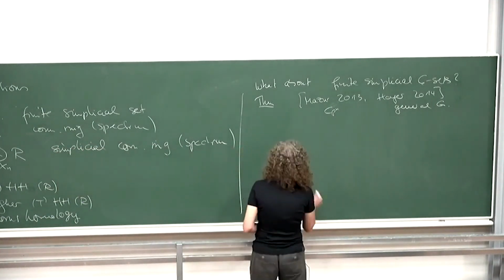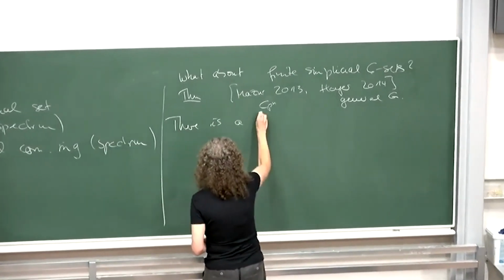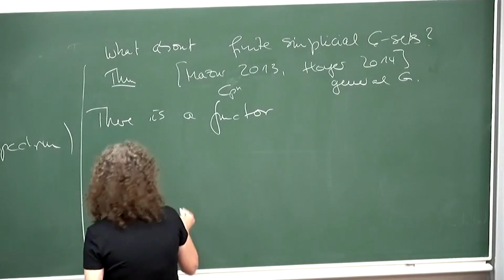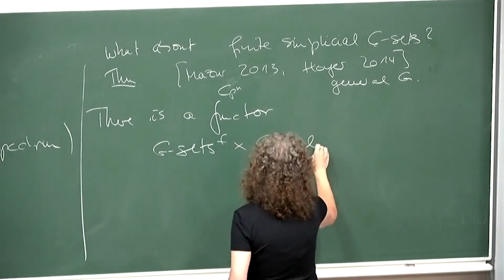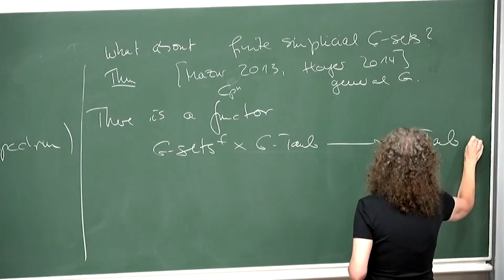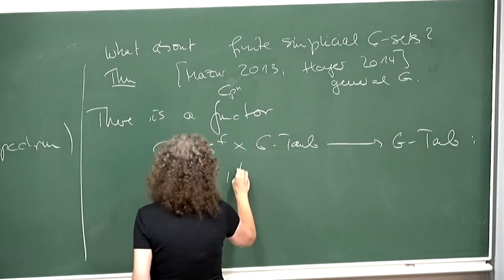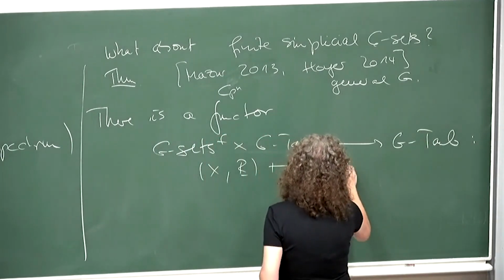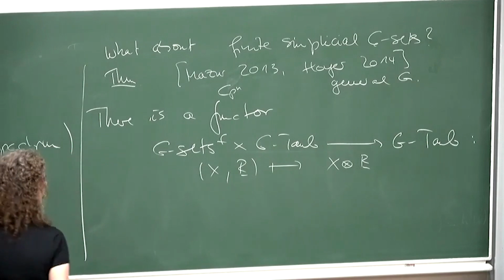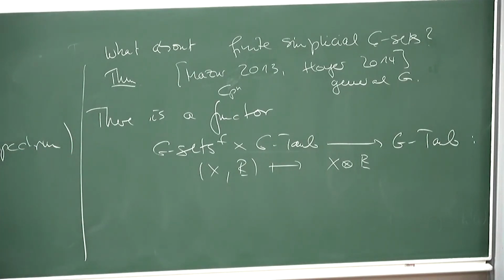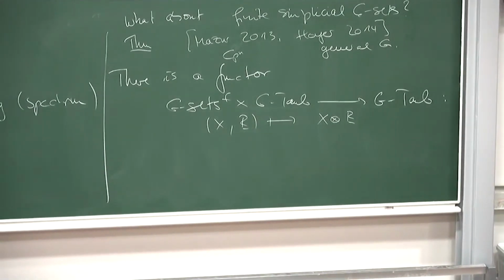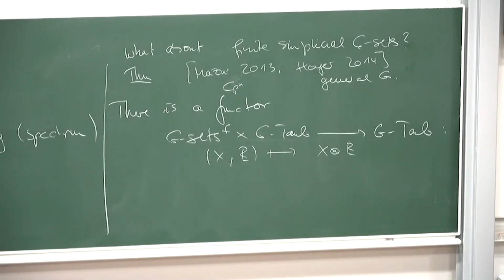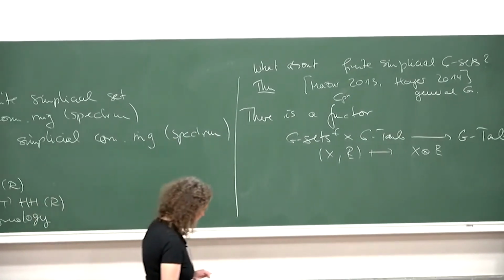So there's a functor from finite G-sets and G-Tambara functors to Tambara functors, such that, I denote this by X tensor R. And what you do is you have a wish list of things that says that this behaves as it should, and then they prove that it actually does. And this takes a lot of work.